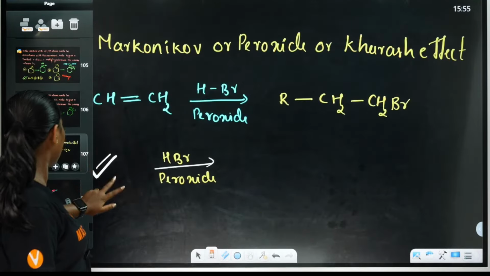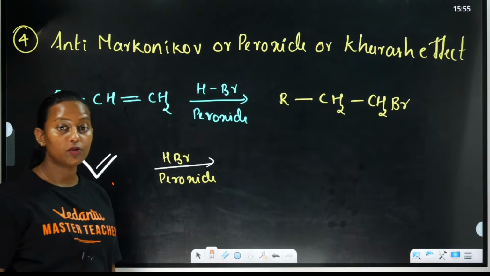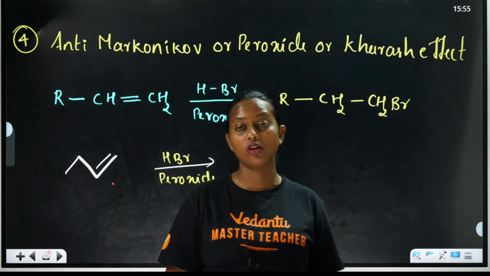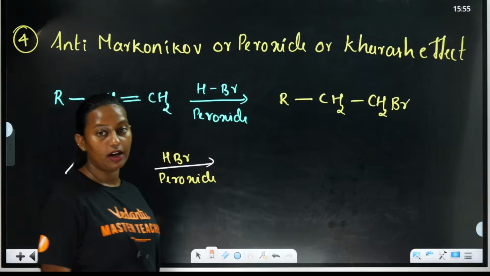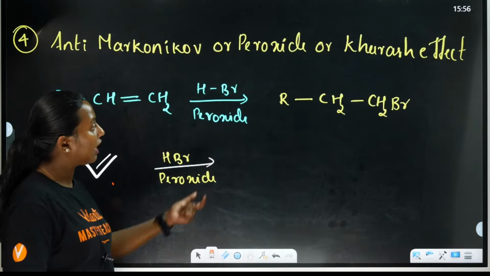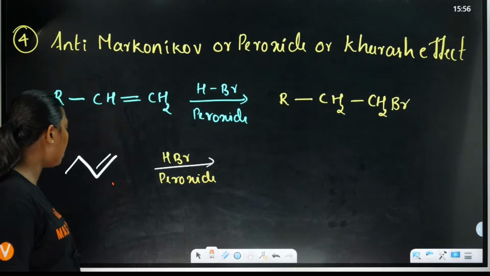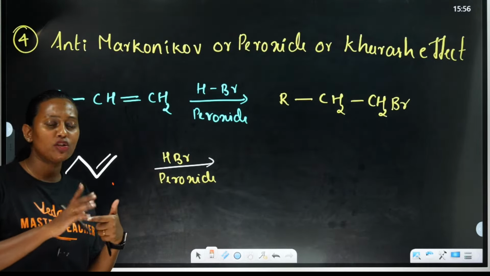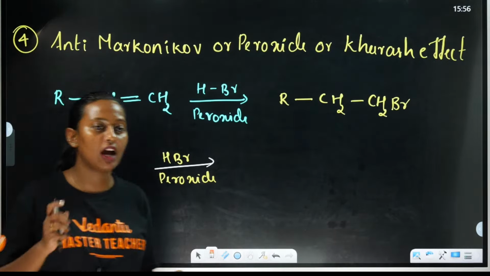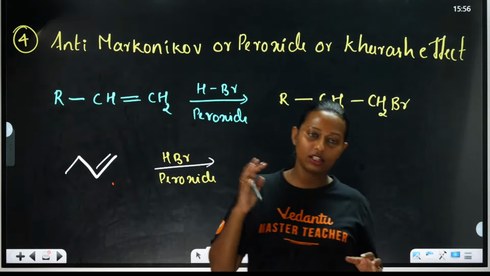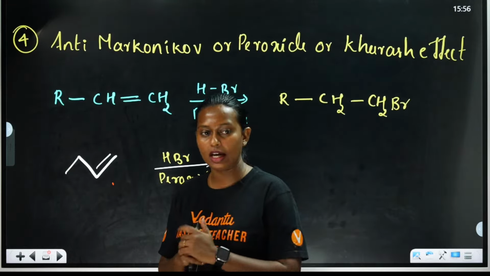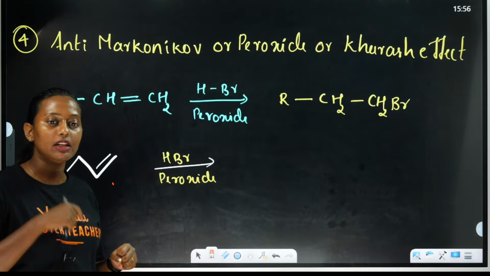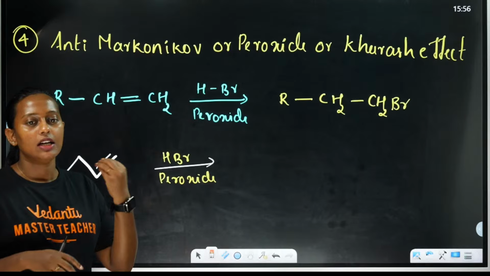Then Anti-Markovnikov's rule in presence of peroxide. This Anti-Markovnikov's rule is also called peroxide effect or Kharasch effect. So idile enna nadakum? Just opposite of Markovnikov's rule. Yes, you are correct. So hydrogen enga add agum? Less number of hydrogen enga irukko, that carbon la add agum.